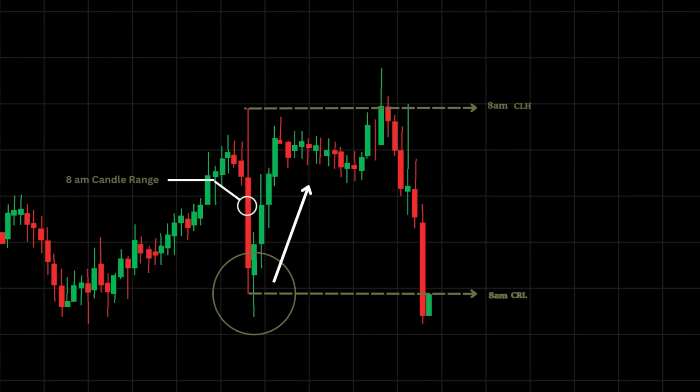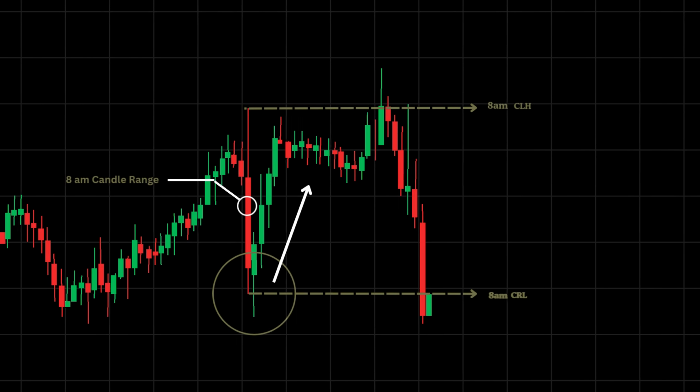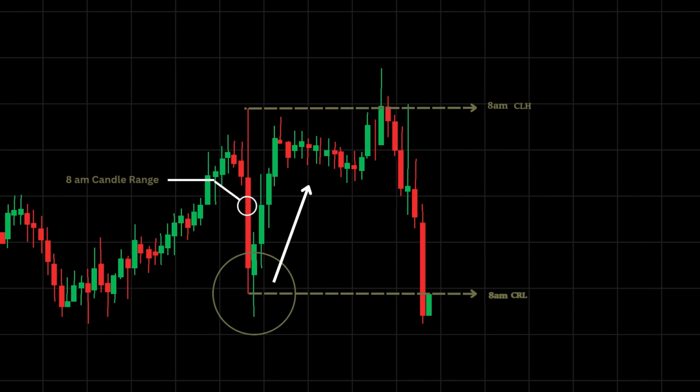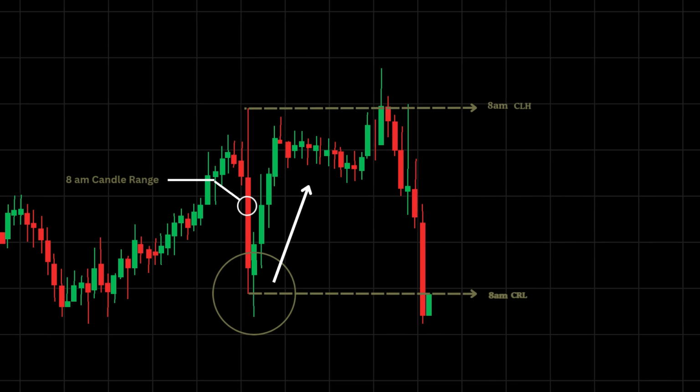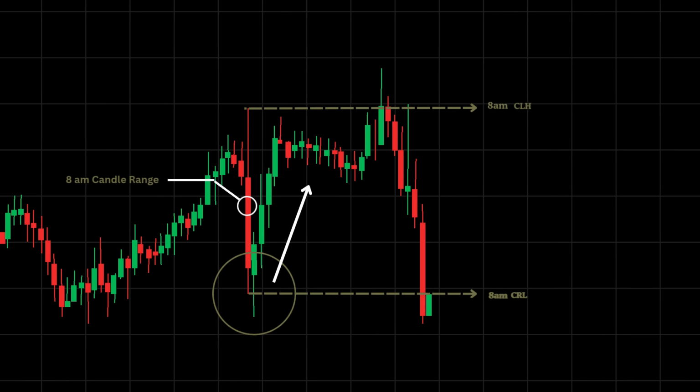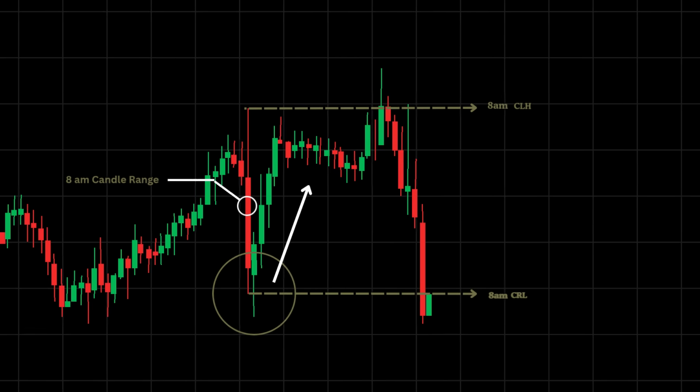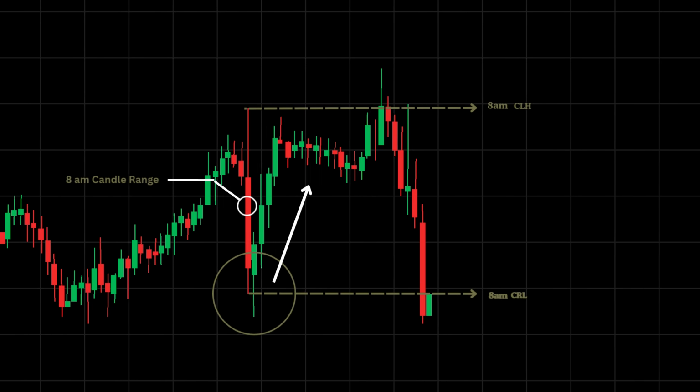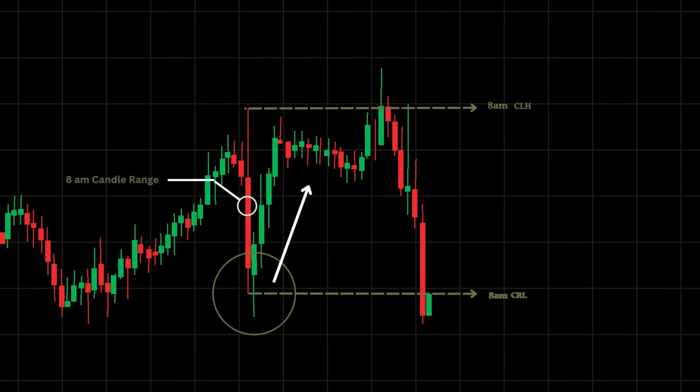Now, let's walk through how we could have actually executed this trade if we were watching the market live. Step 1. Define the CRT range. Start by marking the high, CRH, and low, CRL, of the 9 a.m. candle. This gives us our reference range.